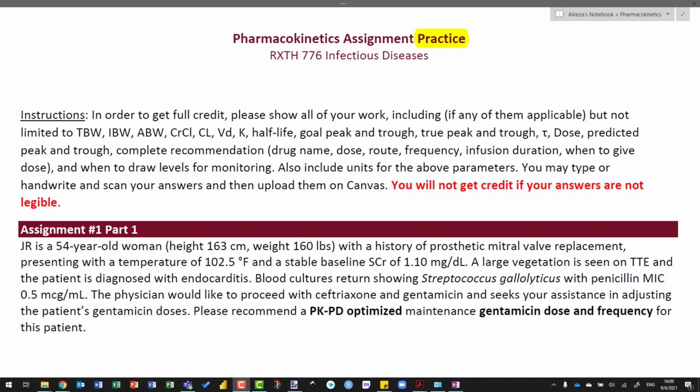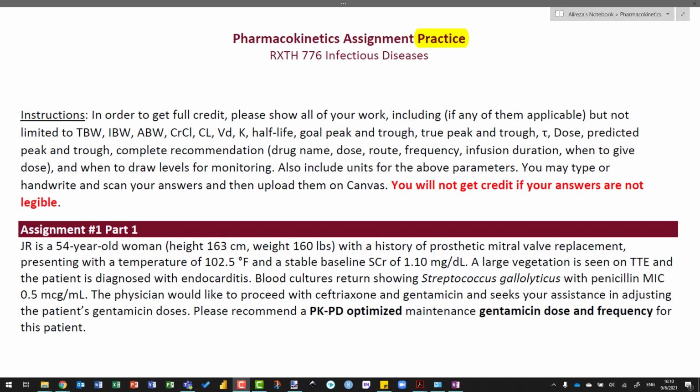A large vegetation is seen on TTE, and the patient is diagnosed with endocarditis. Blood cultures return showing Streptococcus gallolyticus with a penicillin MIC of 0.5 microgram per ml. The physician would like to proceed with ceftriaxone and gentamicin and seeks your assistance in adjusting the patient's gentamicin doses. Please recommend a PK/PD optimized maintenance gentamicin dose and frequency for this patient.